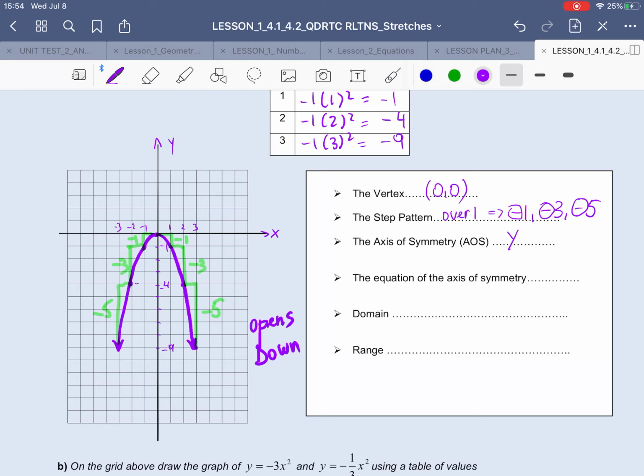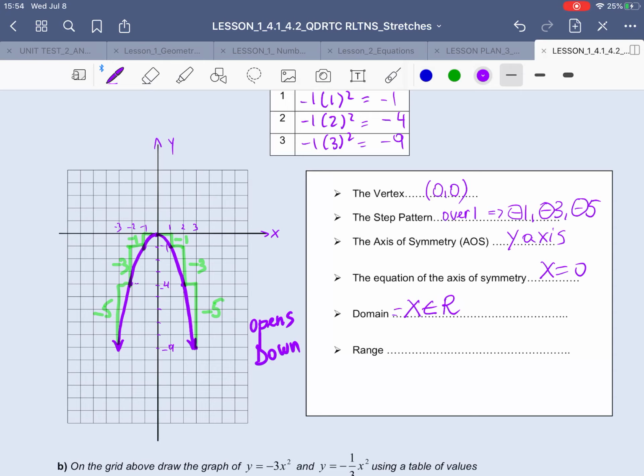So the axis of symmetry is still the y-axis. The equation of the axis of symmetry, x equals 0. For the domain, we're always going to say x any real number. So if you ever have a question on a test asking you for the domain, it's a no-brainer. Just say any real number, okay? You don't have to think hard.